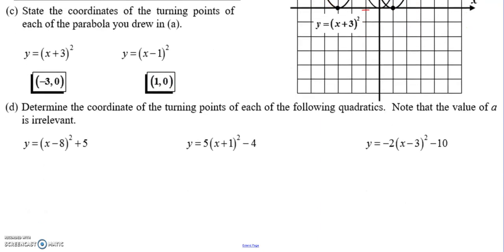All right, and here we go. Last part. Determine the coordinates of the turning point for each of the quadratics. Note the value of a.